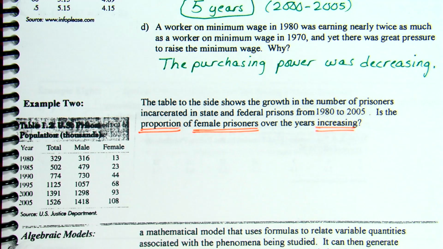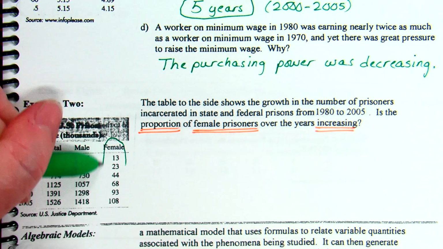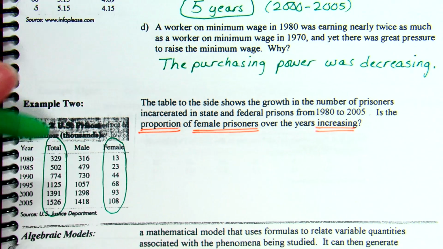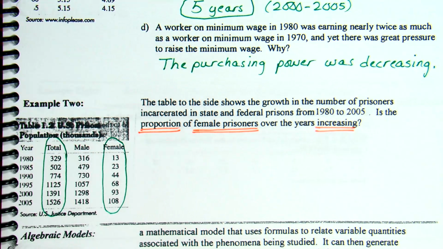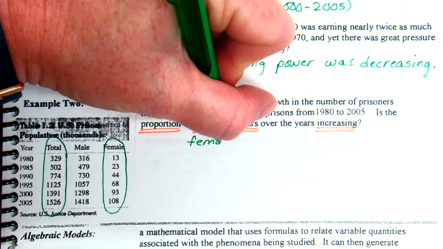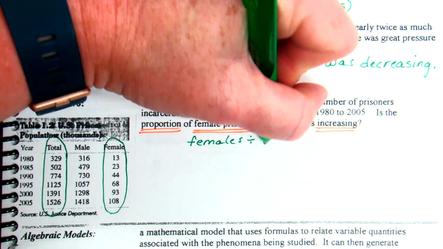What we're going to be looking at is the females in respect to the totals. So in order to find the proportion of females, what I would say is to do the females divided by the total amount.